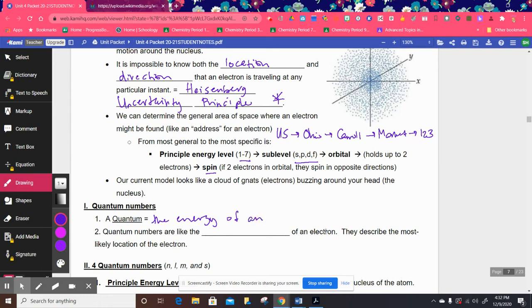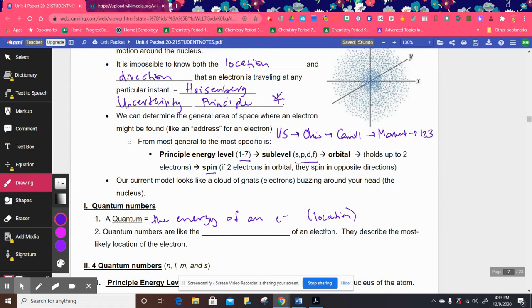And this is based on its location: how far away from the nucleus it is, what sublevel it's in, what orbital it's in. Okay? And it takes a certain amount of energy to get those electrons to move to other energy levels. And that's what a quantum is. It's that set amount of energy.